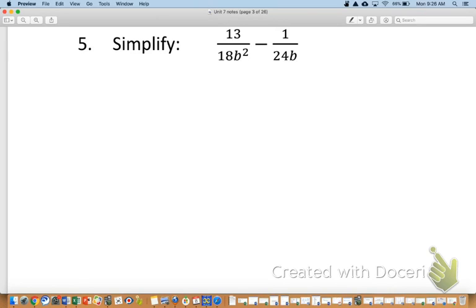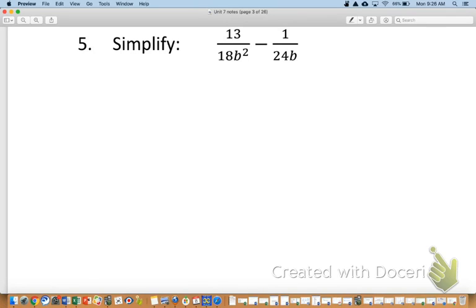Walking around, I noticed a lot of people had 432 b to the third for their denominator. And I'm going to say, listen, I'm going to say that it's not wrong. It's just not done yet. If you have 432 b to the third, it kind of depends on what the numerator is going to be. You're going to end up with something that you need to reduce. Let me show you the faster way to do this.